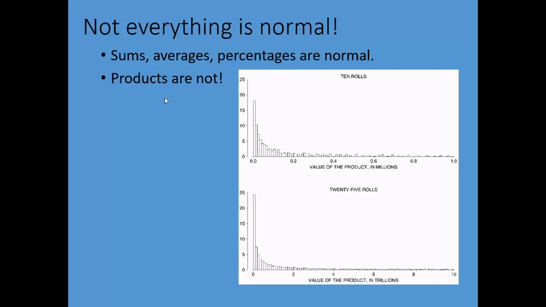Okay, so sums, averages, percentages are normal, products are not. So that's why pretty soon in the near future, we are going to not just talk about EV sum, but we're going to talk about EV average and EV percent, because all three of those follow a normal curve. But that's why we're never going to learn about EV product, because that doesn't follow a normal curve, okay?